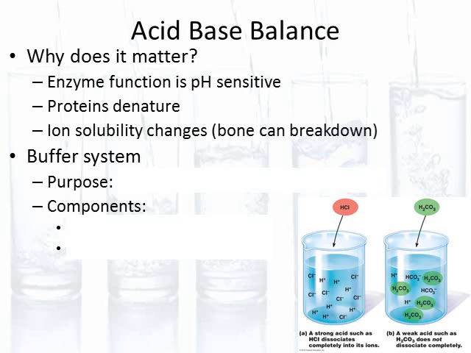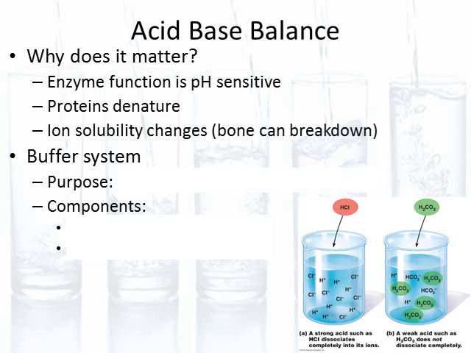We've talked about how the lungs are involved, but we're going to talk about how the urinary system is involved. So obviously we've mentioned this a lot throughout the year. The enzyme function is very sensitive to pH, and that's why we care about acid-base balance. If we get too far away from normal, proteins denature. Ion solubility changes, meaning that bones can start breaking down because bones are made up of ions. And if the solubility changes, those bones can start dissolving. And so that's why we care.